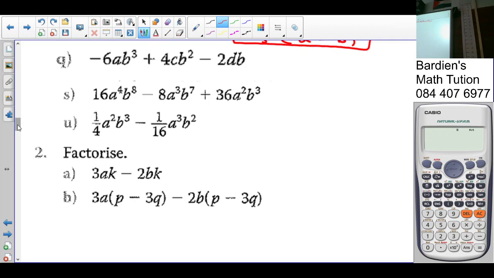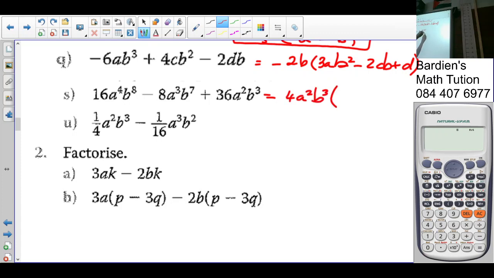Q? Negative 2b. I'm then left with 3a minus b squared minus 2c plus d. You all agree with that? 2cb. Okay, no problem. You all agree with that? Let's look at S. What is common here? 4a squared b cubed.